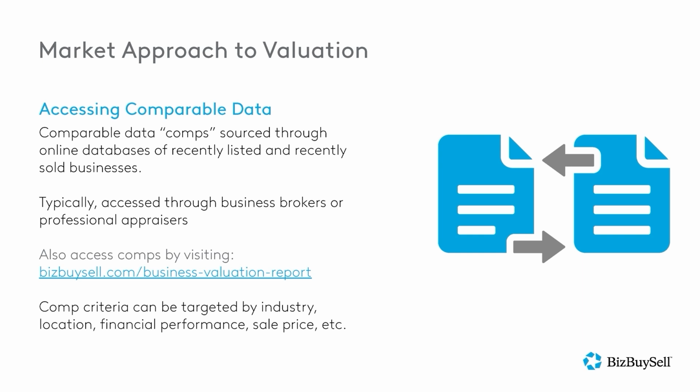Accessing comparable data. Often referred to as comps, comparable data is usually sourced through online databases tracking recent listed and recently sold businesses. These databases are typically accessed through business brokers or professional appraisers. You can also access comparable data by visiting bizbuysell.com. Comp criteria can be targeted by industry, geographic location, financial performance, sale price, and other filters.